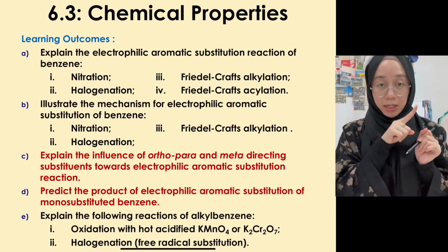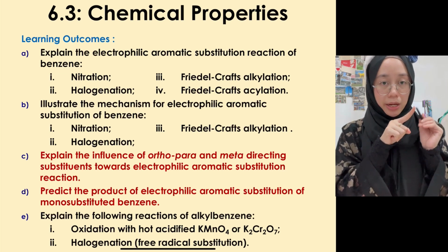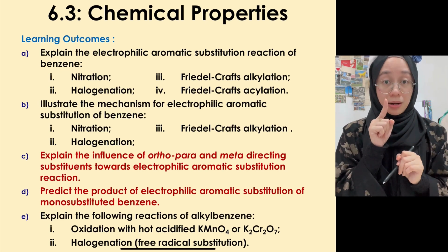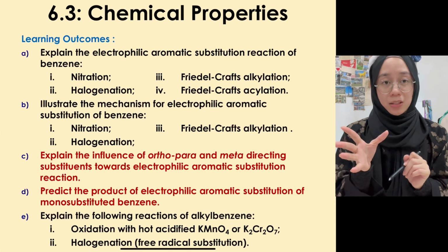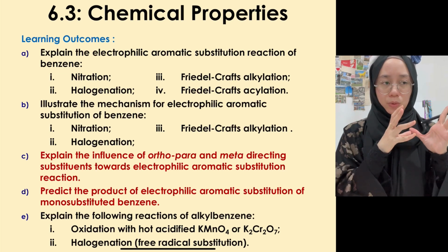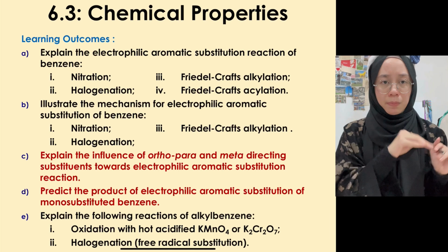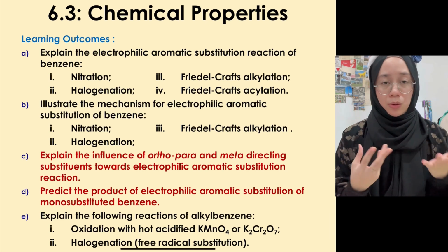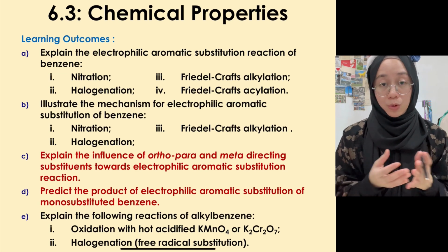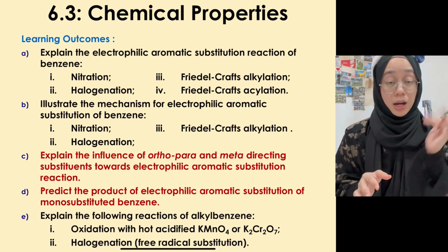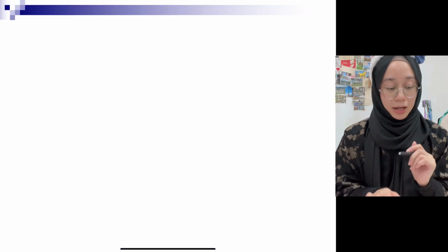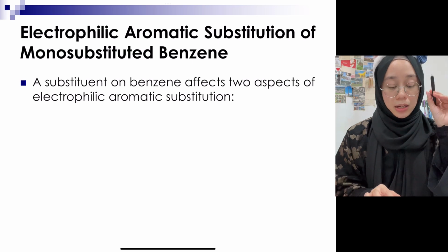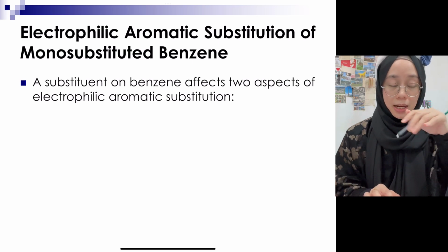But then disebabkan dia dah ada substituent, so substituent tu nanti yang akan tentukan dia masuk dekat bahagian ortho ke, meta ataupun para. Okay, so kita kena belajar lah. So apa sebenarnya identiti substituent tersebut, so macam mana dia akan effect benda tu nanti. Okay, so group tu nak masuk dekat mana nanti. And then kita akan belajar juga how to predict product yang terhasil dan bila berlakunya substitution ni nanti for a mono-substituted benzene.